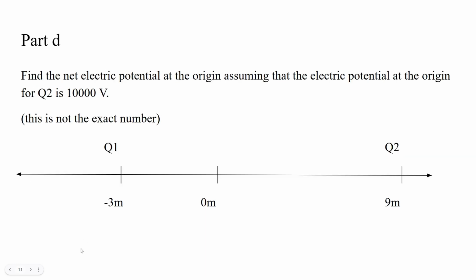So find the net electric potential at the origin, assuming that the electric potential at the origin for Q2 is 10,000 volts. So again, I did not explain how to do the electric potential at the origin due to Q2. You might have gotten a different number. I just said it was this number for easy computations in the explanation. So you might get a different value for the net electric potential because you might have calculated this one to be exact, but I just plugged in 10,000 volts.